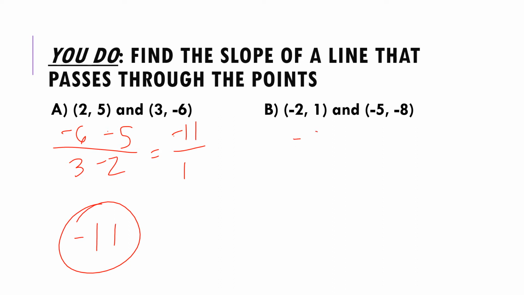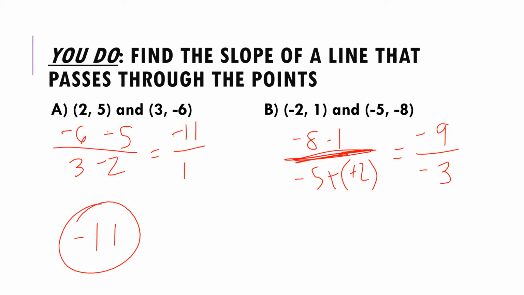For B, we'd have negative 8 minus 1 over negative 5 minus a negative 2. And we always want to put our negative numbers in parentheses because that will help us keep our negatives and our positives straight. If you don't put the parentheses there, you might miss a negative or you might miss a positive. Negative 8 minus 1 is negative 9. Negative 5 plus a positive 2 is negative 3. And I can simplify that and make it a positive 3 as my slope.